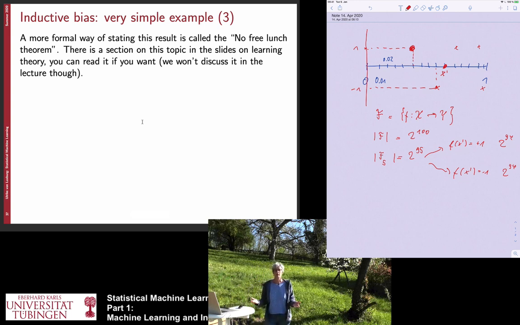What I've shown you here is a bit of an informal way. There exists a more formal way of stating the same result, and this is called the no free lunch theorem. The no free lunch theorem essentially says there is no machine learning algorithm that can always succeed. You always need to make assumptions. But I don't want to become more formal about this theorem here. There are some slides later in the lecture if you want to look at that. But for our purposes, this informal reasoning kind of works. It's enough.